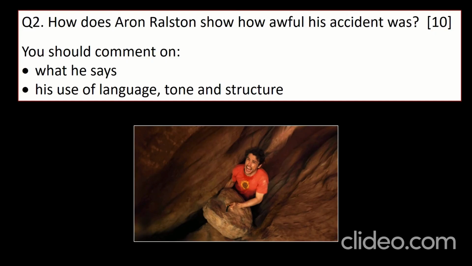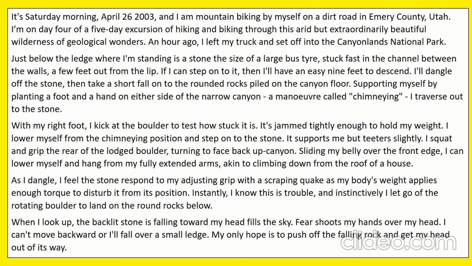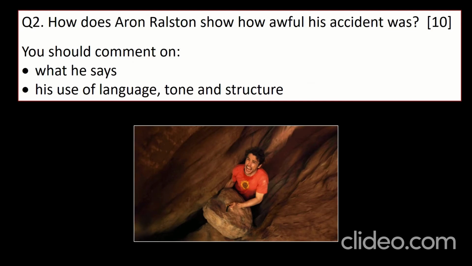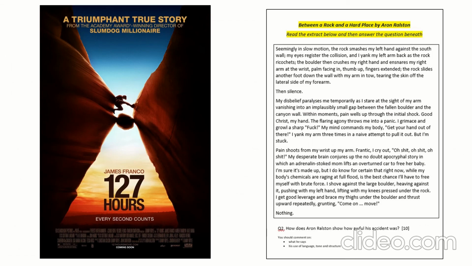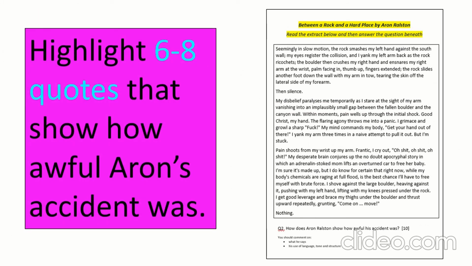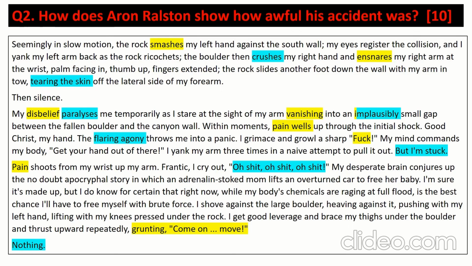Okay, so 127 Hours then. How does Aron Ralston show how awful his accident was? Okay, so a bit of context. You can sort of tell by this picture. This guy's a bit of an adventurer and he's going through the canyon, sort of jumping through them. He falls off a ledge. A rock falls down like a boulder, as you can see. His arm is stuck between the wall of the canyon and the boulder, and he's there for 127 hours until he gets the courage to literally cut his own arm off with a little penknife that he has. Yep, so here's the movie poster, and there is the extract that we are looking at. So highlight 6 to 10 quotes that show how awful Aron's accident was.